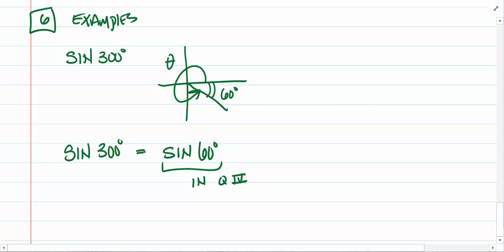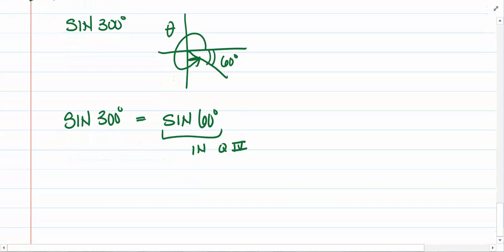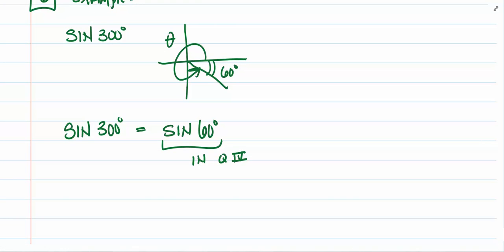Do we all know and love the sine of 60 degrees? 60 degrees is pi over 3. What's the sine of pi over 3? Root 3 over 2. But I'm in quadrant 4. Are signs positive or negative in quadrant 4? Negative. So therefore, this is equal to negative root 3 over 2.